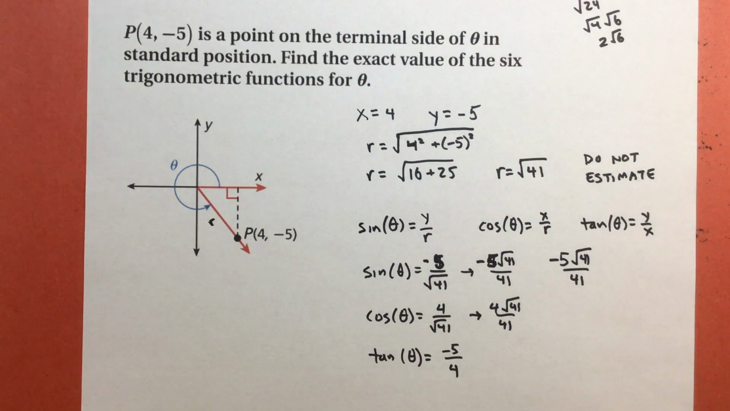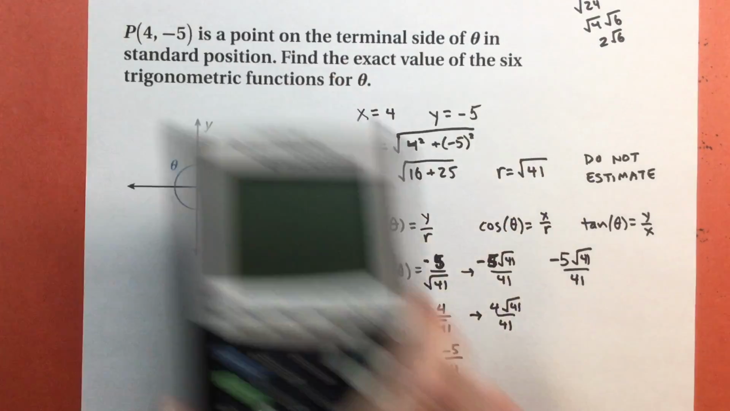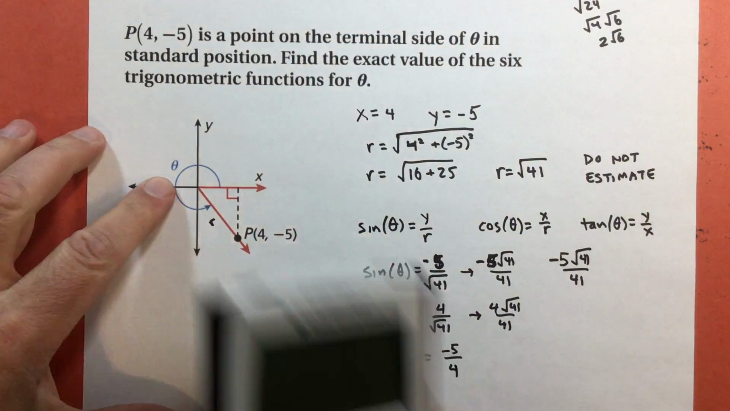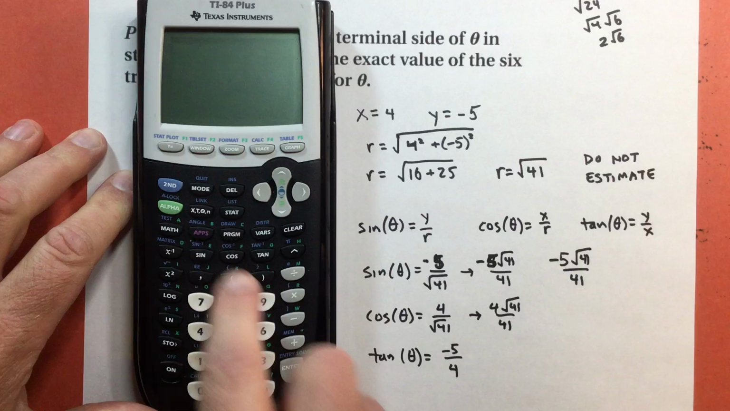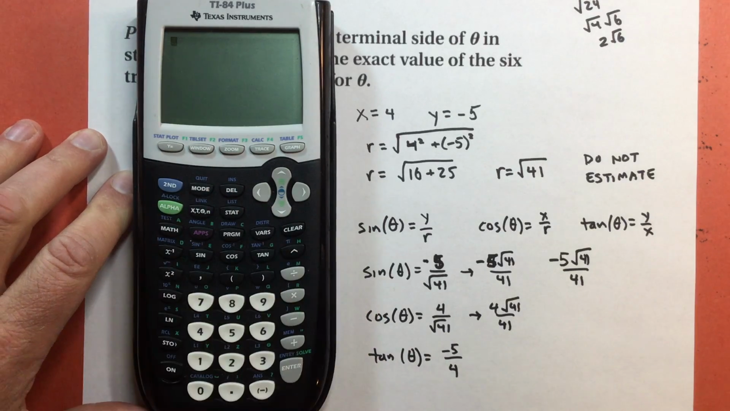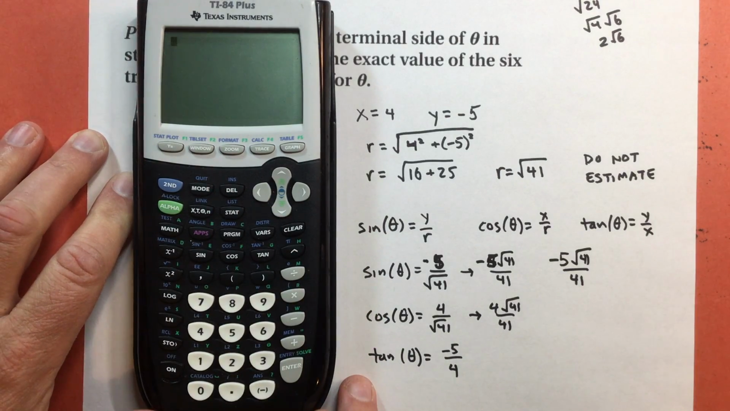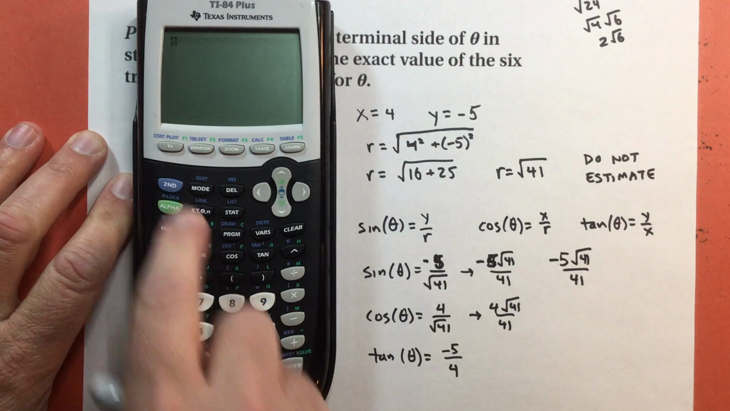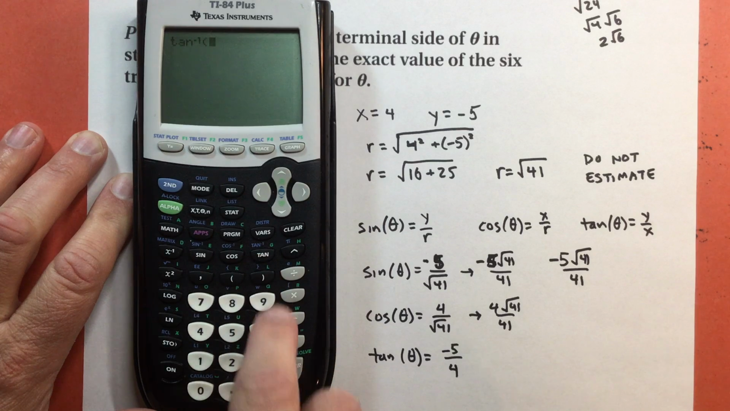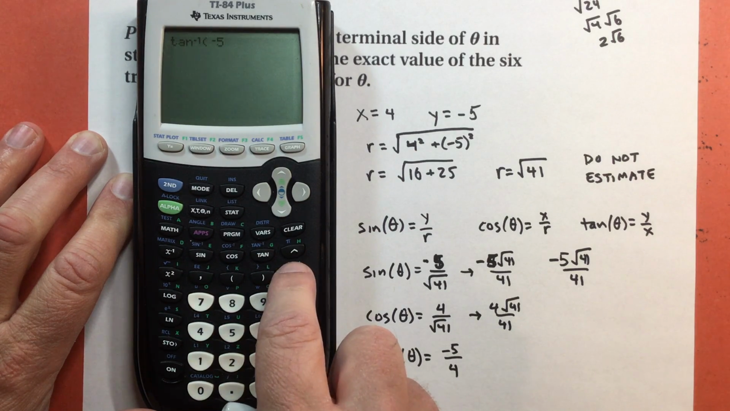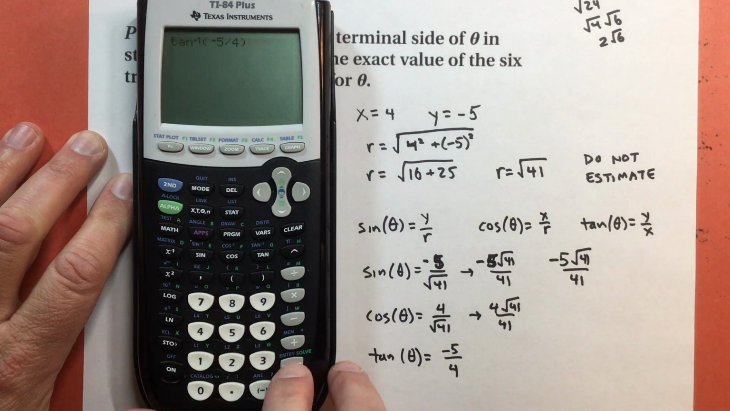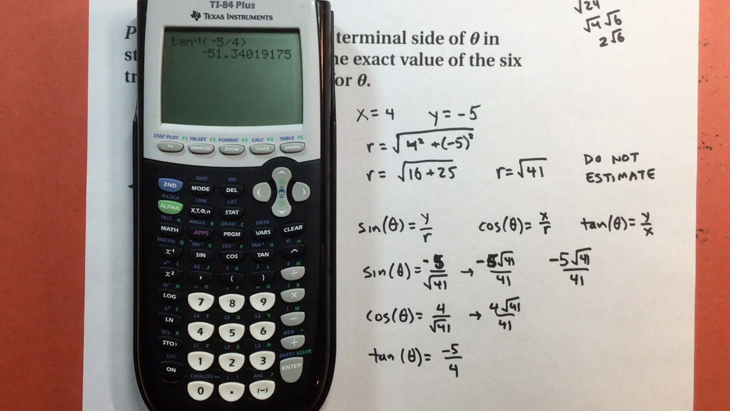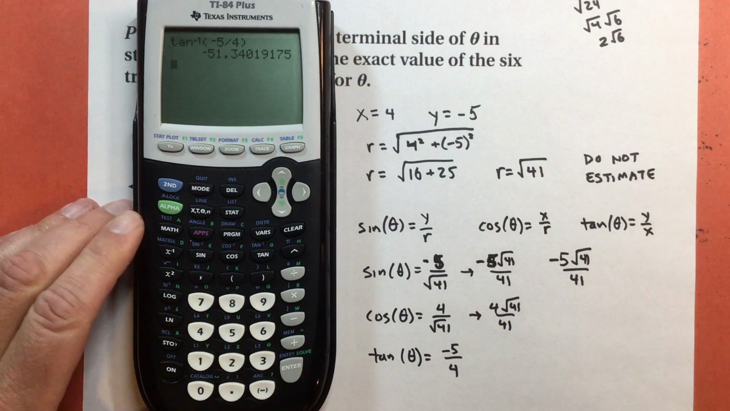Now, I keep bringing up this is going to go places. Check this out. I don't know what that angle theta is. But guess what? Let's see if I'm in degree mode. Yep, I'm in degree mode. This is what I'm going to be doing. Let's do tangent. Let's see what happens. Do what we call inverse tangent. Negative 5 divided by 4. And I got negative 51.3 degrees.